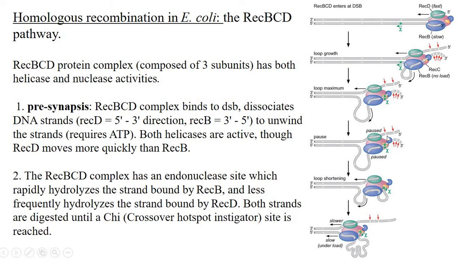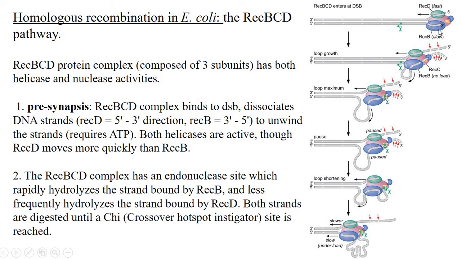This Rec-BCD complex keeps opening the DNA molecule until it reaches chi, which is a crossover hotspot instigator. Once it reaches chi, the activity of these Rec-B and Rec-D changes. What happens is Rec-B will still stay equally active, but Rec-D will have half the activity it had before getting to chi. And now you can see in this diagram here, Rec-BCD binds to this double-stranded break.